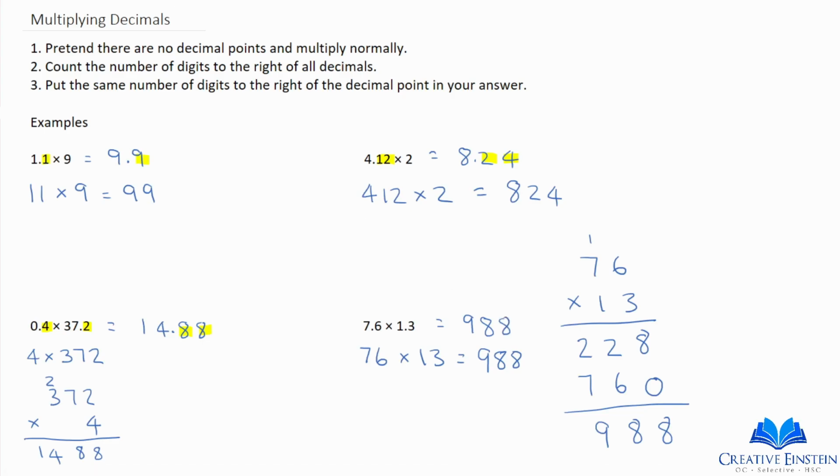988. And again, we need to count the number of digits after our decimal place. So there's a decimal, that's 1 digit. Decimal again, another digit. So we have 2. 1, 2. And our decimal place goes between the 9 and the 8. So 7.6 times 1.3 is 9.88.